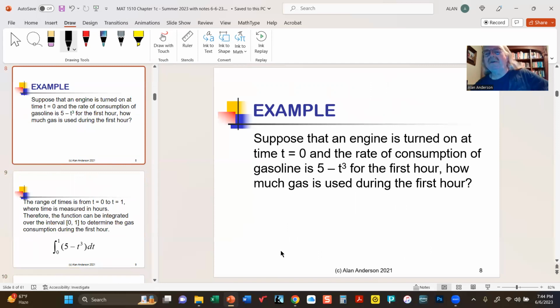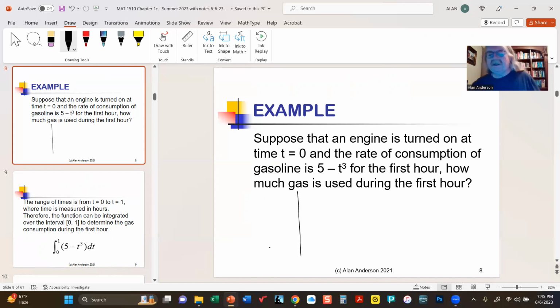So let's do an example of this. You can see exactly what this is all about. We start out with an engine that's turned on at time t equals 0. Normally, whenever we have a time variable, 0 is meant to represent today. The rate of consumption of gas is 5 minus t cubed for the first hour. How much gas do we use just during the first hour?